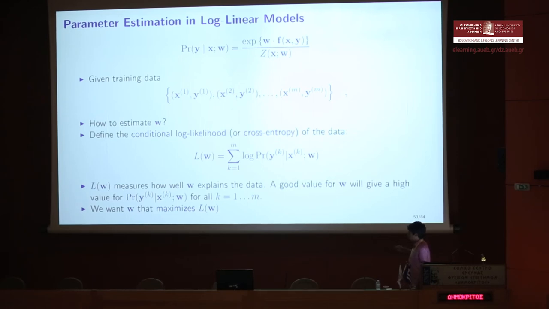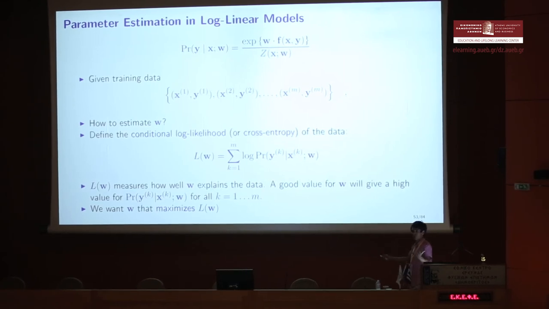I'm given a model represented by W, and I have data. Over all the examples, this is the probability that the model assigns to the correct structure. So what is the probability that my model, for each training pair, assigns to the correct structure? And I'm taking the logs. The reason why I sum and take the log is just because it has good properties so that we can move on. But the point is that this thing measures how well W explains the data.